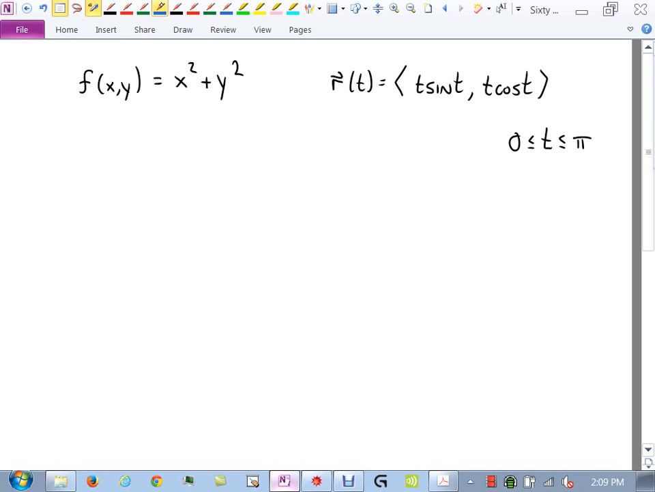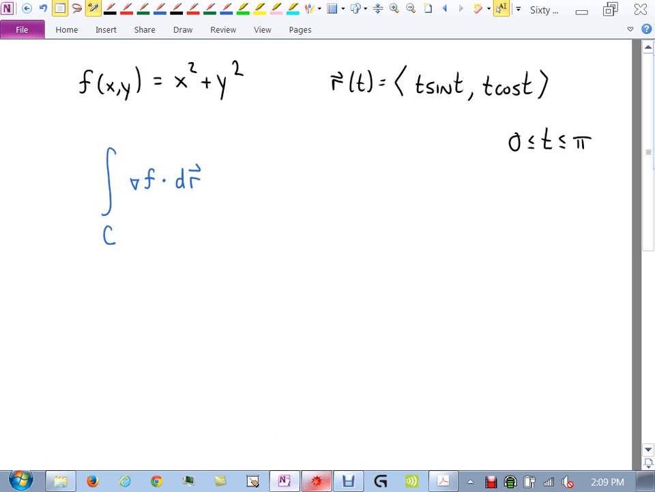Okay, so we're being asked to find the line integral over this C of gradient f dot dr. So what should I do? Take derivatives of stuff? What's the gradient of that? 2x, 2y. Is 2x, 2y nice, continuous, well-behaved stuff?